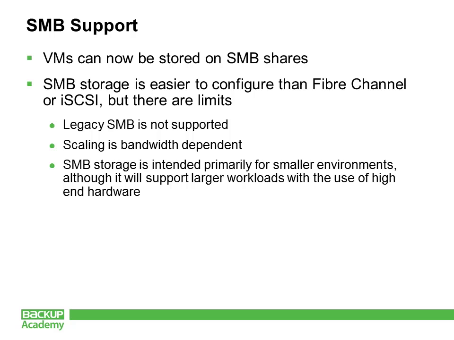Another new feature is SMB Storage Support. With previous versions of HyperV, you had a couple of options for storage. You could store virtual machines locally using direct attached storage, or you could use iSCSI or Fibre channel. Now with HyperV 3.0, you also have the option of putting virtual machines on an SMB file share. But there are some limitations that you need to be aware of. First of all, legacy SMB isn't supported. It has to be a specific SMB version.